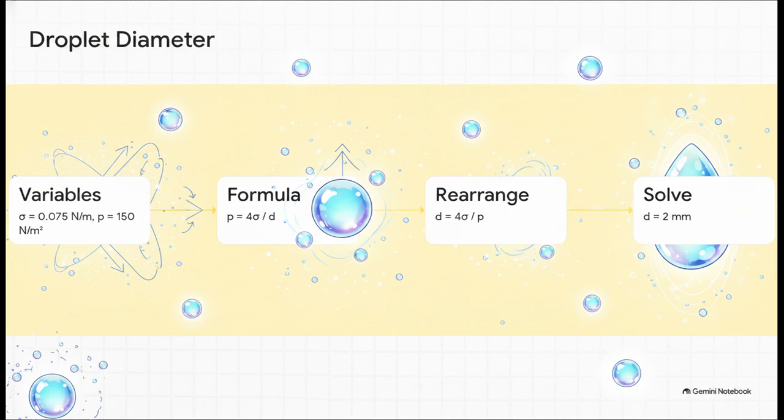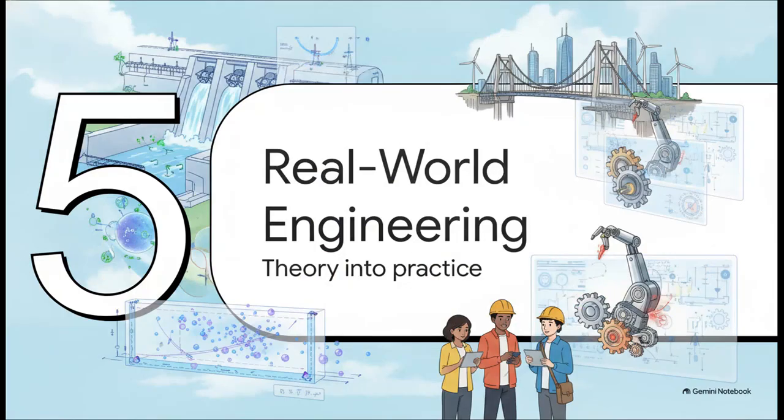4 times 0.075 divided by 150 gives us exactly 0.002 meters, or 2 millimeters. This exact calculation proves how a fine mist or a heavy fog is mathematically held together in tiny 2 millimeter spheres entirely by the sheer elastic power of surface tension. Pretty cool, right? Let's get practical.